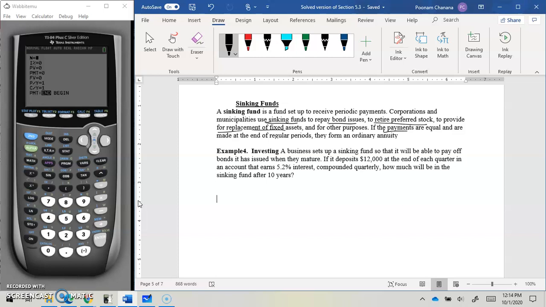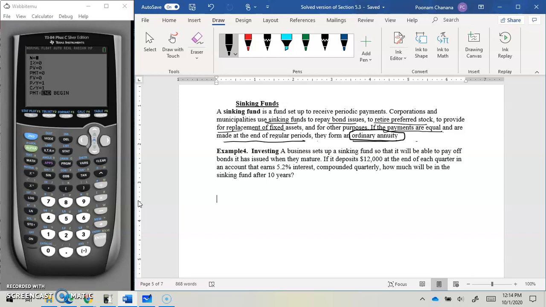So, if we have payments which are equal and are made at regular periods, you can treat them the same as an ordinary annuity. So, we can use the same kind of method which we use to solve an ordinary annuity. So, let's see an example of this to understand.